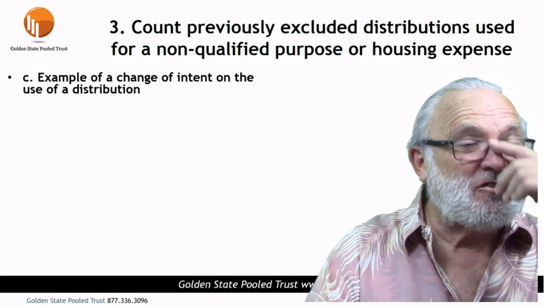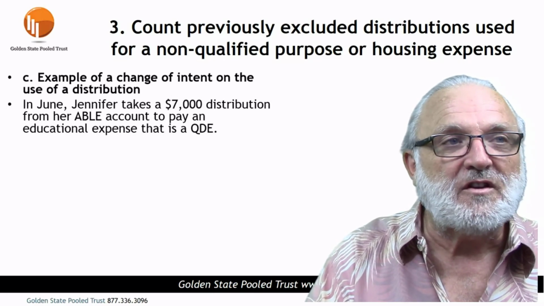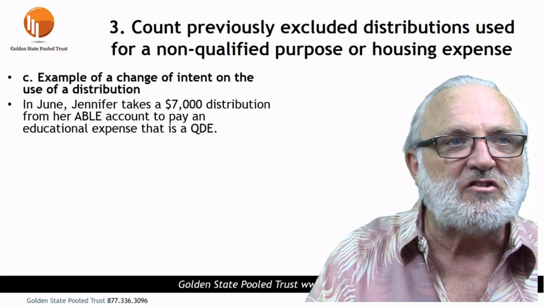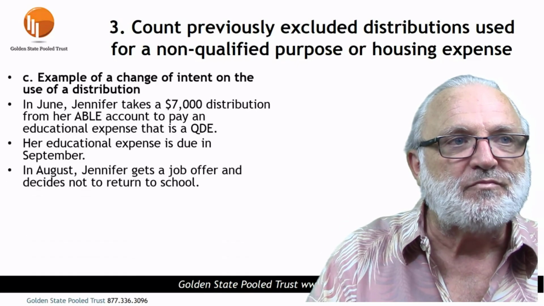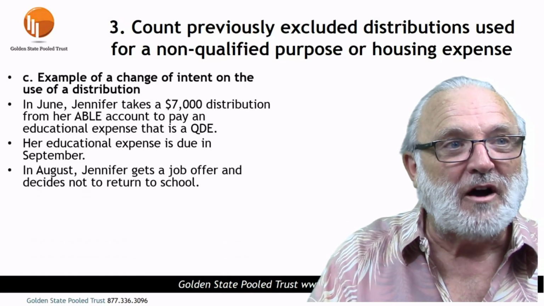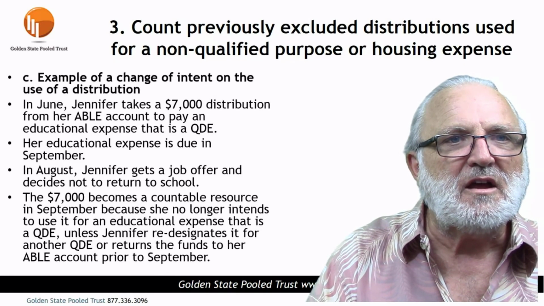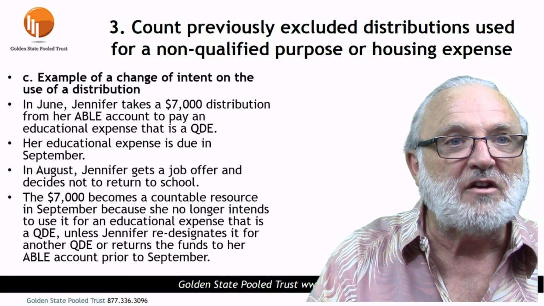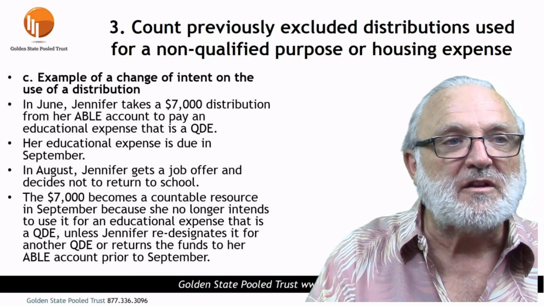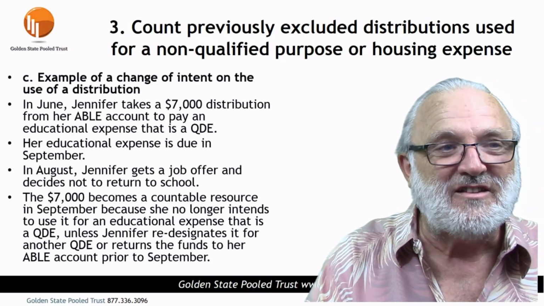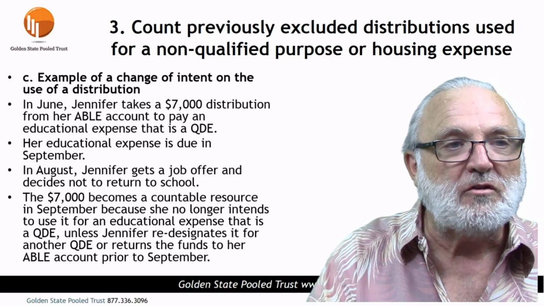Here's an example of a change of intent on the use of the distribution. In June, Jennifer takes out a $7,000 distribution from her ABLE account to pay an education expense that is a qualified disability expense. Her educational expense is due in September. In August, Jennifer takes a job offer and decides not to return to school. The $7,000 becomes a countable resource in September because she no longer intends to use it for an educational expense that is a qualified disability expense, unless Jennifer redesignates it for another qualified disability expense or returns the funds to her ABLE account prior to September.